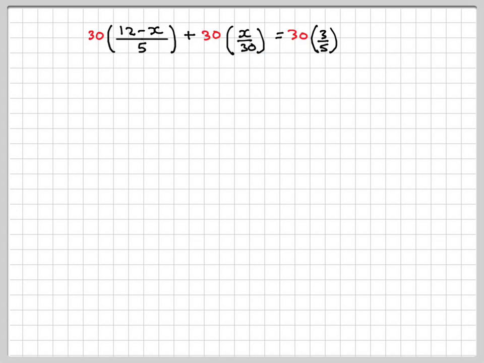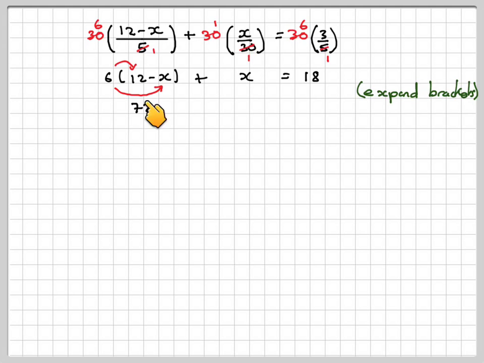Now the 5 and the 30 will cancel, because our whole idea of multiplying through by 30 is to remove any fraction. So we've now got 6 times this bracket. The 30s will cancel out, so we just have an X here, and 5 will go into 30 six times. 6 times 3 is 18, so we end up having to solve 6 brackets 12 minus X plus X is equal to 18. Expanding the bracket, we do 6 times 12, which is 72, 6 times minus X is minus 6X, plus X is equal to 18.